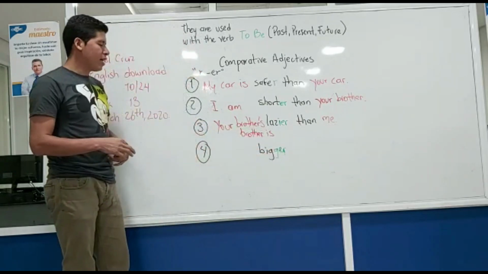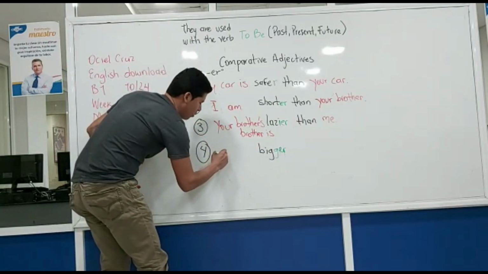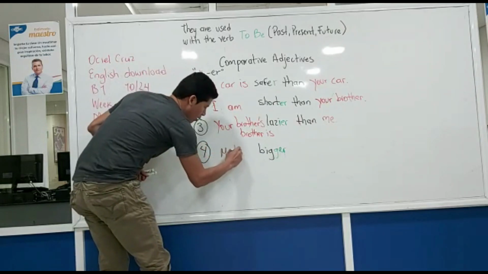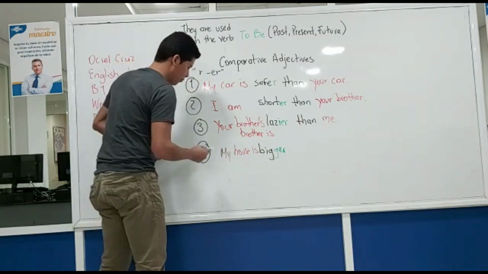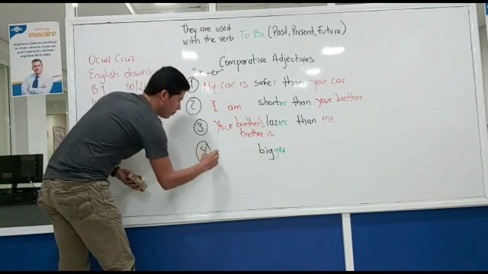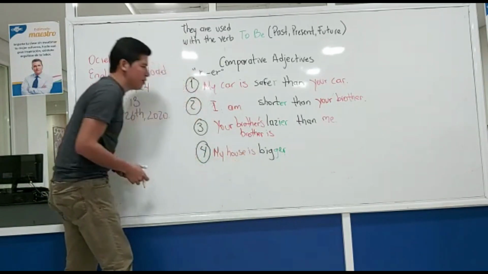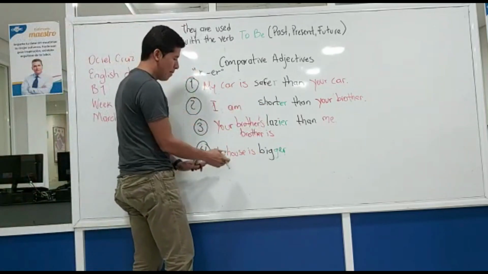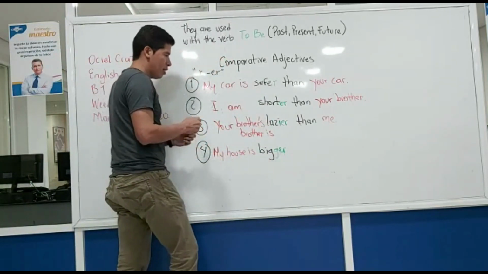you have to duplicate the last consonant and add ER. Okay, bigger. For example, my house, or my brother. I say my house. My house is bigger. I compare my house with your house. My house is bigger than.